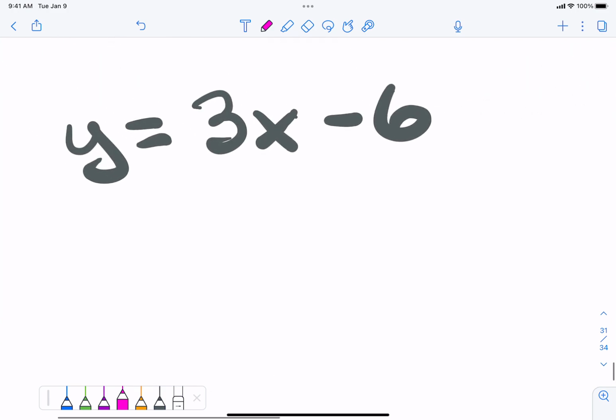Let's find the inverse. Wait, can you go up? Yes, ma'am. Miss, can you go up? I will just take pictures every time. I'm recording it, so I'll just send this to you.